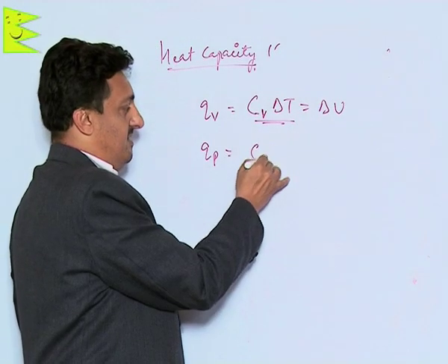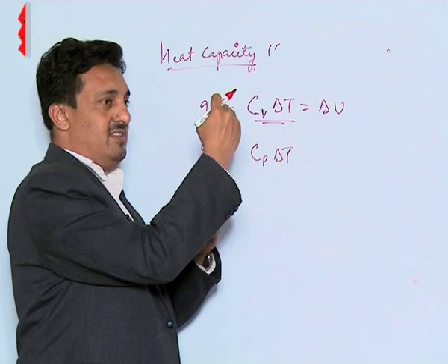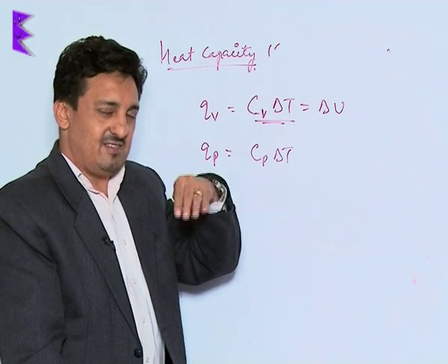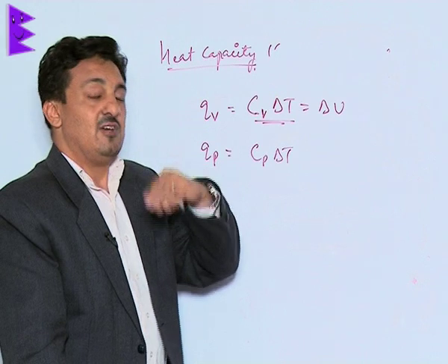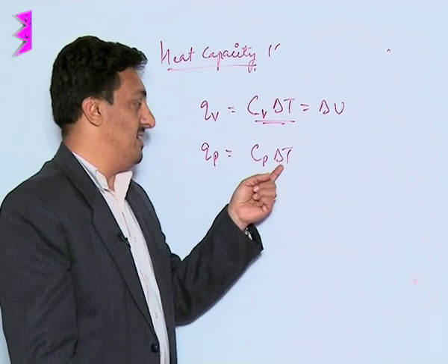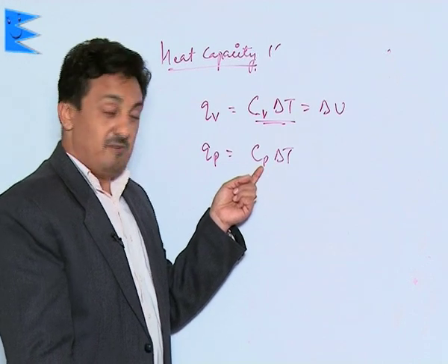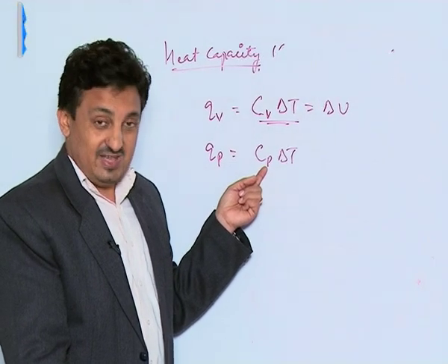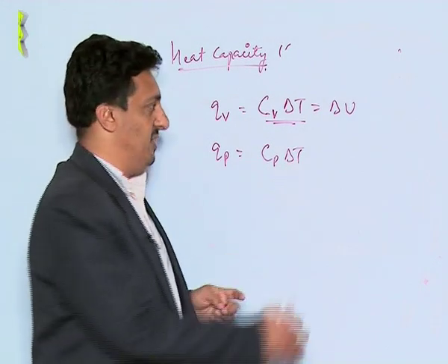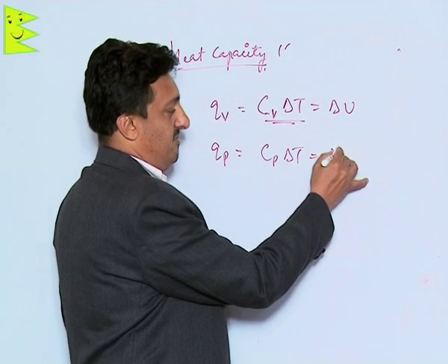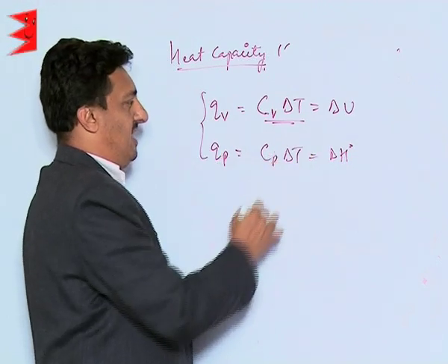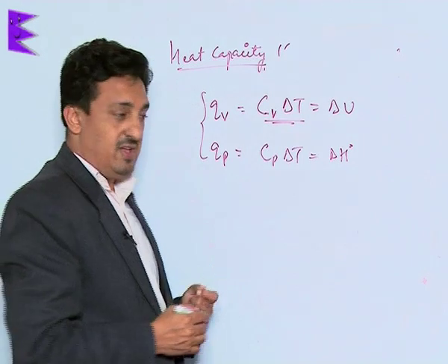Whereas Qp is Cp into delta T, how much the temperature has increased. Suppose 1 mole of the substance was at 25 degrees Celsius, and on heating its temperature increased to 50. Since the temperature has increased by 25 degrees, we multiply Cp by 25, because this much heat is required to raise the temperature by 1 degree Celsius. This is what we call delta H naught. This is a very important relationship.